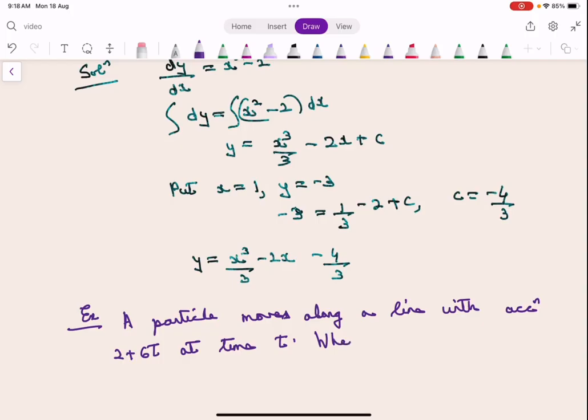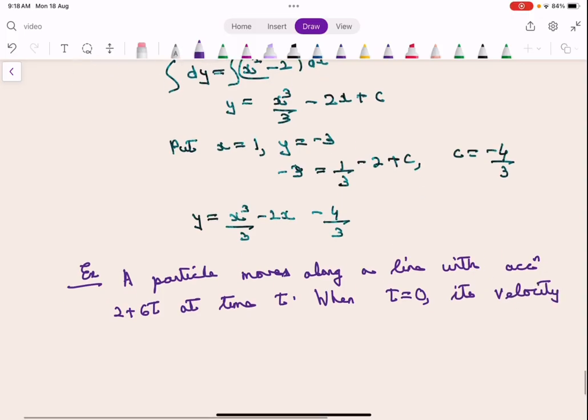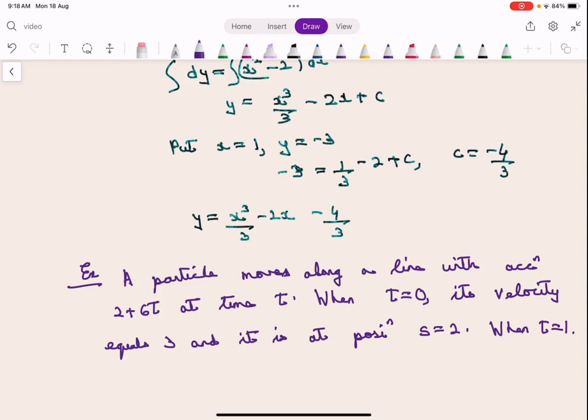When t equal to 0, its velocity equals 3 and it is at position s equal to 2. When t equal to 1, we have to find its position.